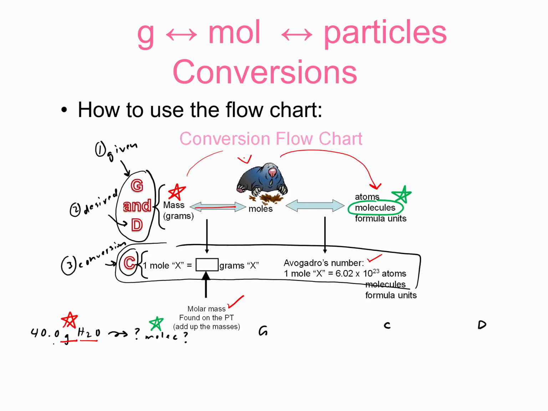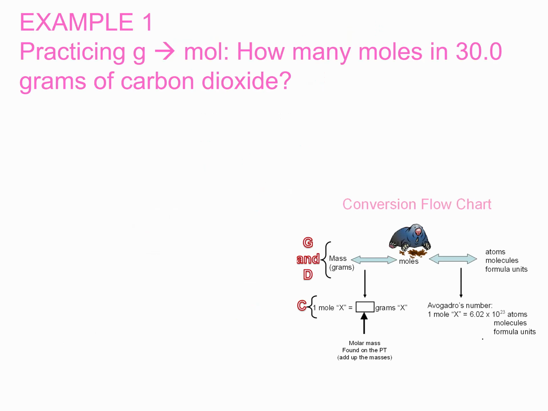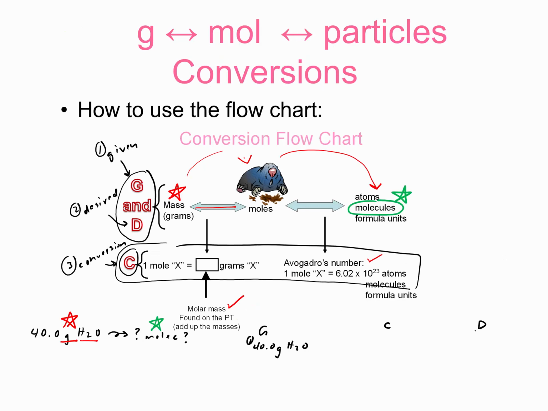So the first thing to write is your given, which is 40.0 grams of H2O. Your desired is you're trying to figure out how many molecules that is. Be careful when you abbreviate. You should write at least "molec" if you want to abbreviate molecules, so you don't mix it up with moles.